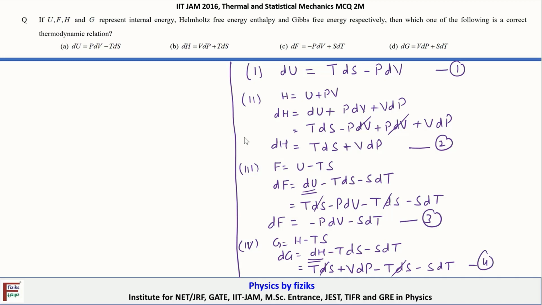Now let's compare with the given options. In the first option, it is dU equal to PdV minus TdS. So dU, it's wrong. What was the second one? dH is equal to VdP plus TdS. Yes, this is the correct one. And what about C? dF is equal to minus PdV plus SdT. No, it's wrong. We are having a wrong sign here in C. And dG is equal to VdP plus SdT. No, VdP minus SdT. So this is also wrong. So therefore B is correct here.